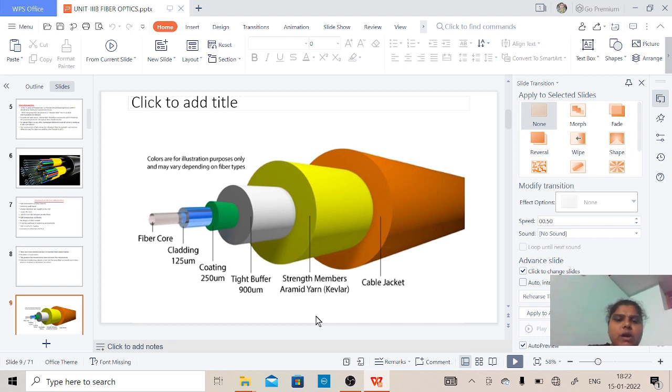Let us see the layers that the fiber has: core, cladding, and coating. Coating means silver coating, whatever, that is for information quality, okay. Fiber core, cladding, coating, tight buffer, strength members, cable jacket, okay. Those are all the protecting layers. The complete phenomenon happens within the fiber core, and the cladding protects that light only.